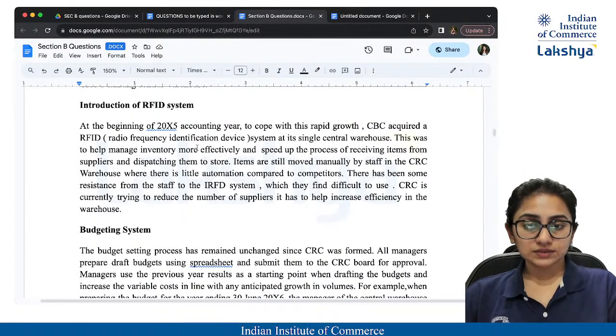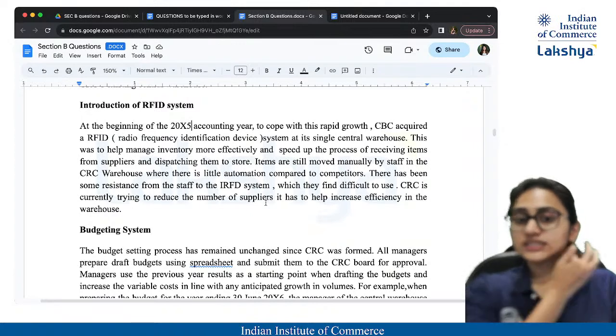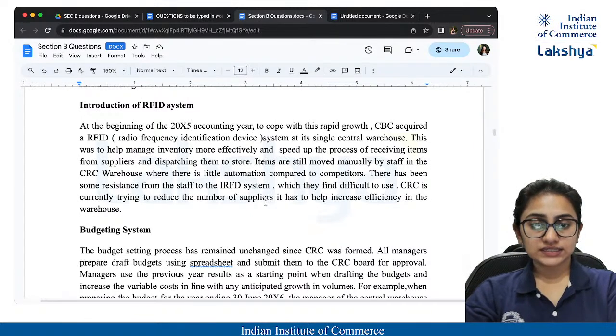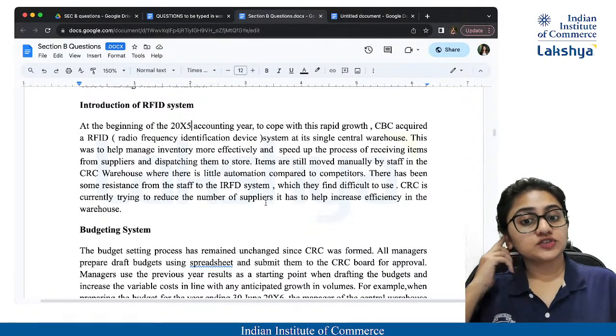Introduction to RFID system. At the beginning of the 20x5 accounting year, to cope with this rapid growth, CRC acquired an RFID, that is radio frequency identification device system, at its single central warehouse. This was to help manage inventory more effectively and speed up the process of receiving items from the suppliers and dispatching them to stores. Items are still moved manually by the staff in the CRC warehouse, where there is little automation compared to competitors. Compared to competitors, your automation is very little.